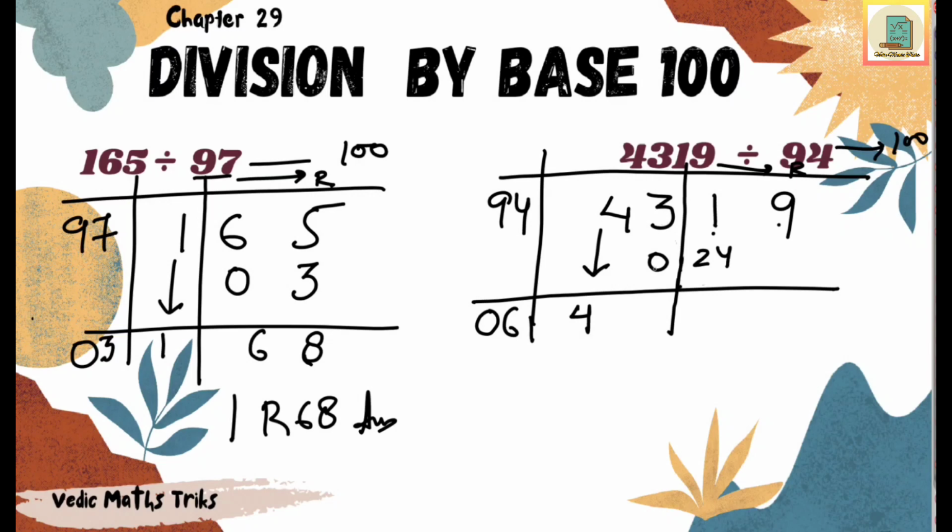So now 3 plus 0 gives you 3. So drop 3 over here. Now we'll multiply 3 by 06. So 3 zeros are 0 and 3 6 are 18.